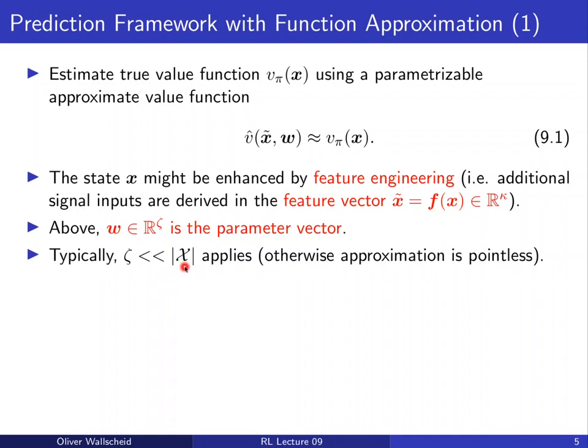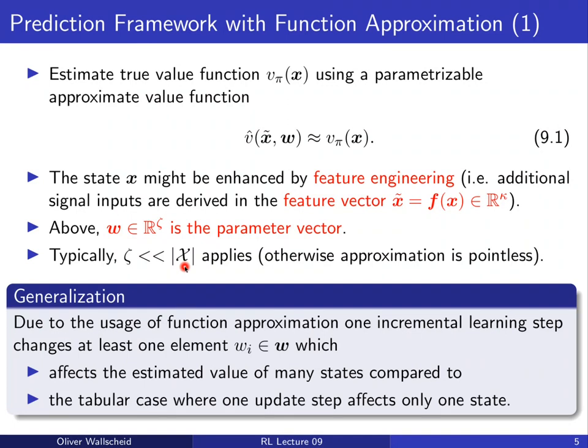And based on this assumption, we have an interesting consequence compared to the tabular reinforcement learning methods, which is generalization. In any step where I'm changing my parameter vector w, so any parameter part w i, for example, it is very likely that this estimation function v hat is not only changed with respect to one specific state, but inside the entire state space, or at least in significant parts of the entire state space.